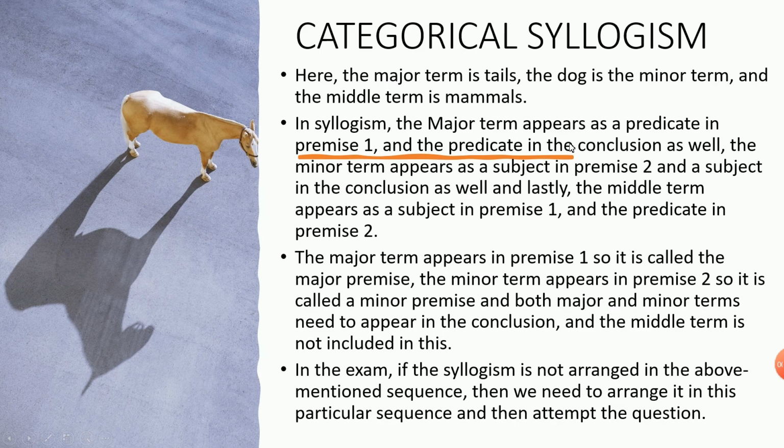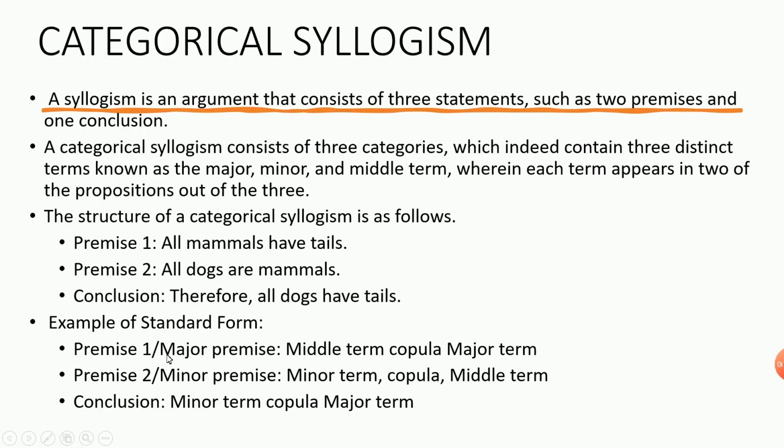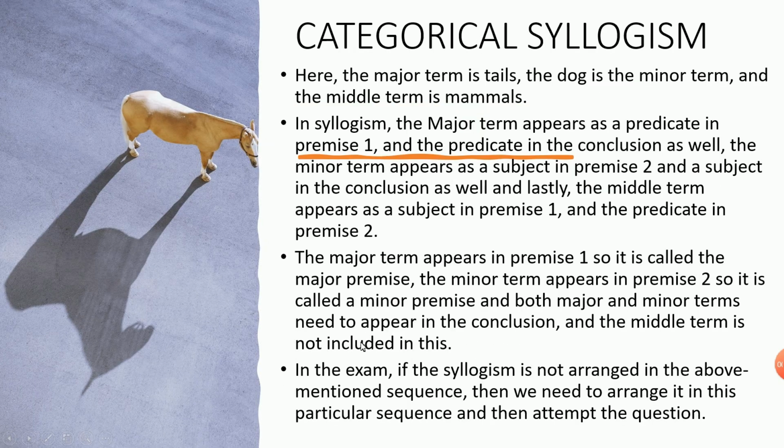So you just remember or memorize this. This is more of a formula. If you remember this, you can easily solve any kind of such sentences. The major term is in premise 1, so it is called the major premise, and the minor term appears in premise 2, so it is known as the minor premise. Both major and minor terms need to appear in the conclusion. The middle term is not included in this.